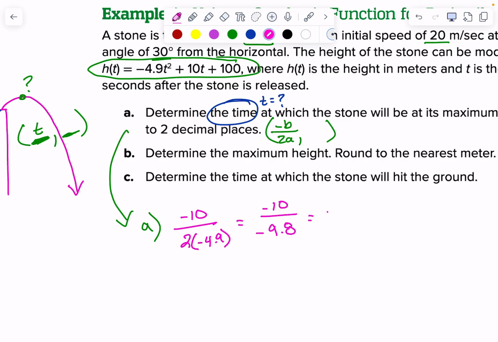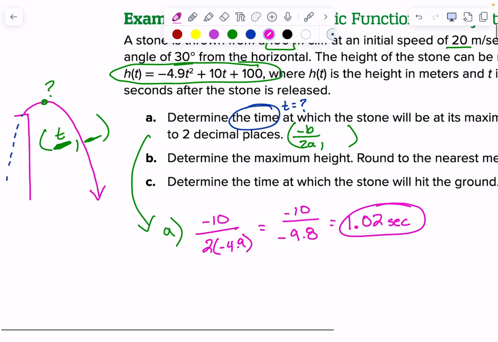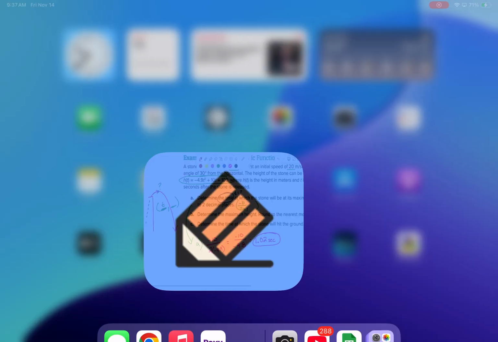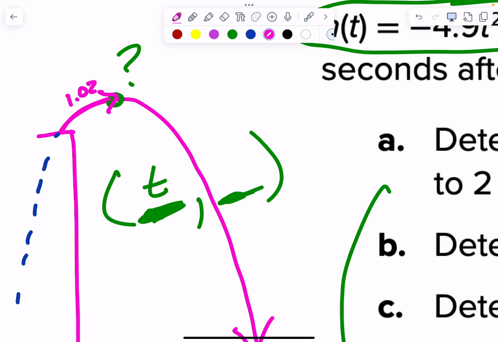The two negatives cancel. Probably 1.1. Take 10 divided by 9.8. Somebody help me out? It's 1.02. What does that mean? That's how long it will take for it to reach its highest point. That's not very long, because it's literally getting kicked up there, and about 1 second later it starts its descent. It doesn't have to go all the way up; it's already basically up in the air. It takes 1.02 seconds before it reaches this highest point.